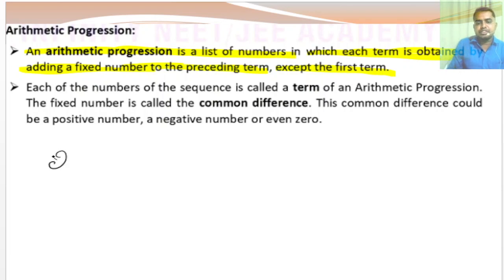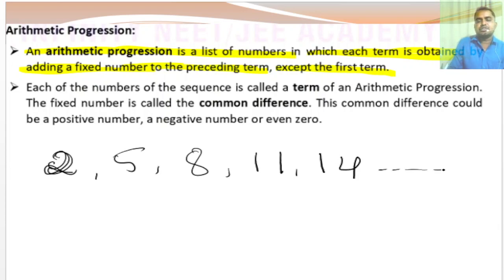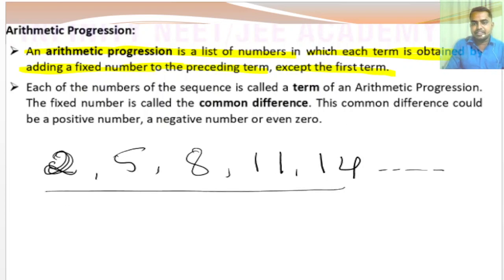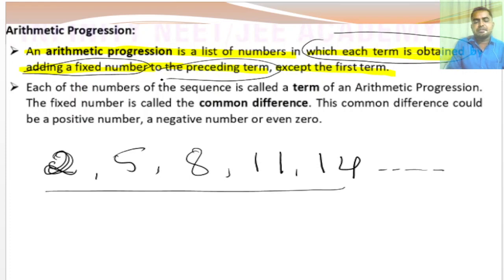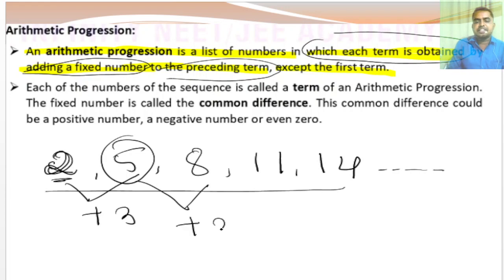So here is an example. 2 is the first term, the second term is 5, then 8, then 11, then 14, and so on. It is a list of numbers in which each term is obtained by adding a fixed number to the preceding term. The first term is added by 3, you get the next term, that is 5. Again, to 5 we add a fixed number, that is 3, and you get the next term.